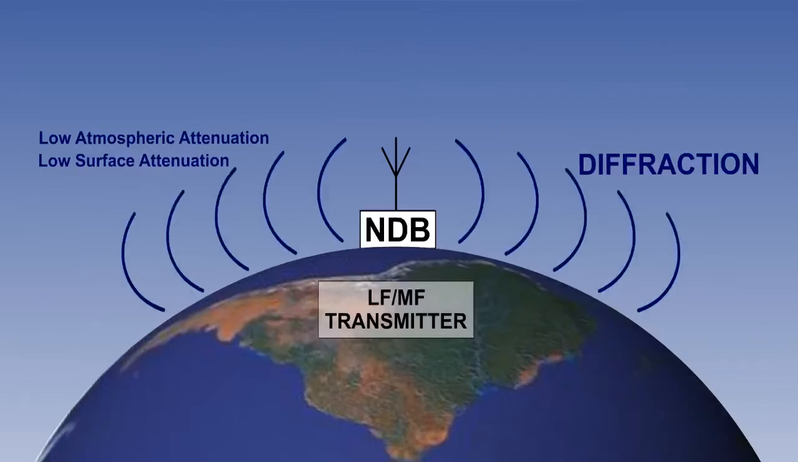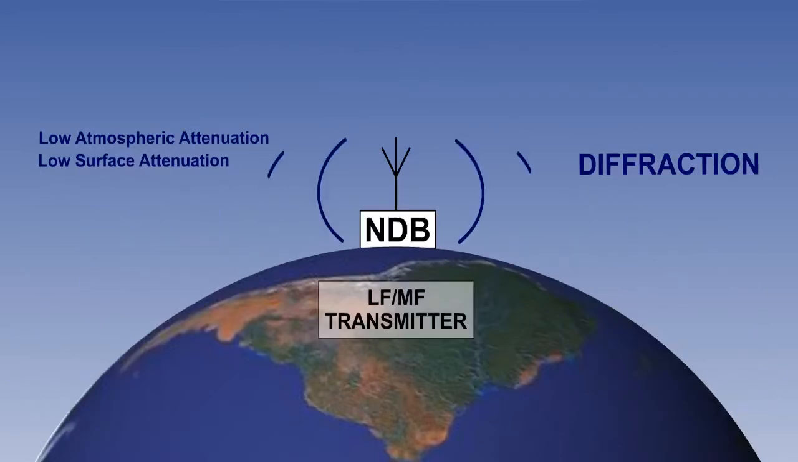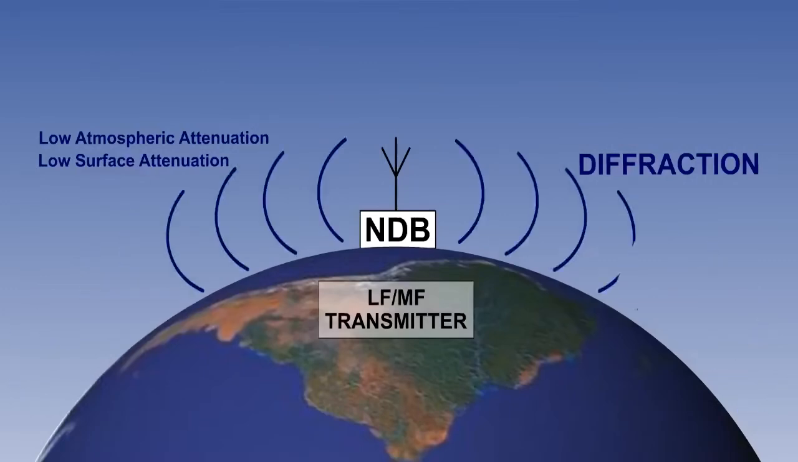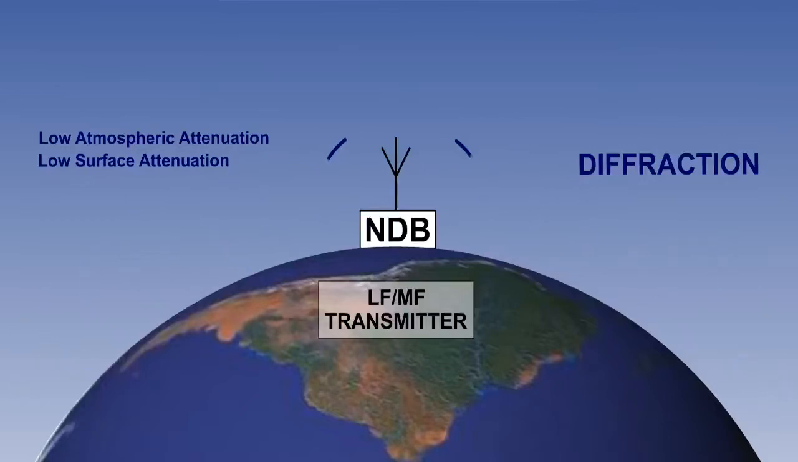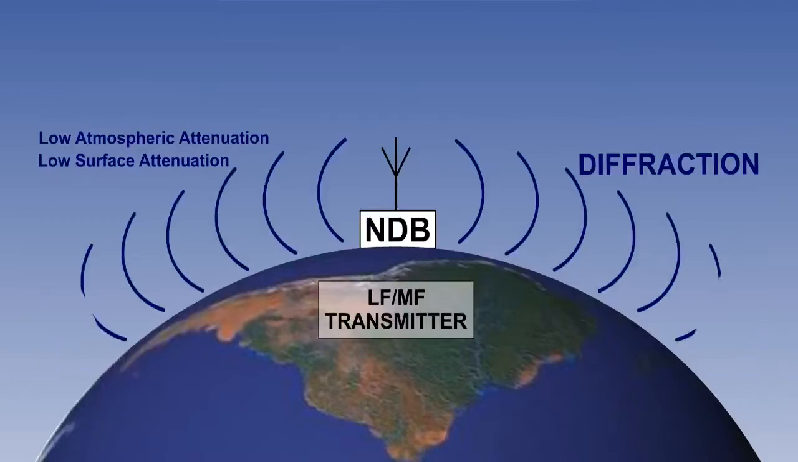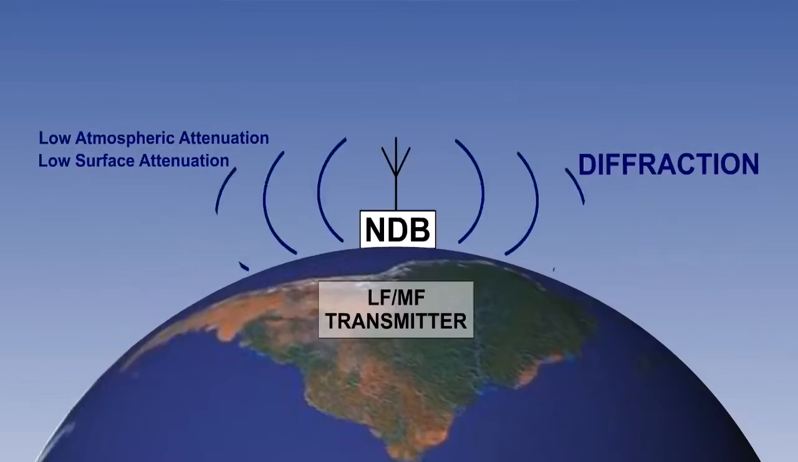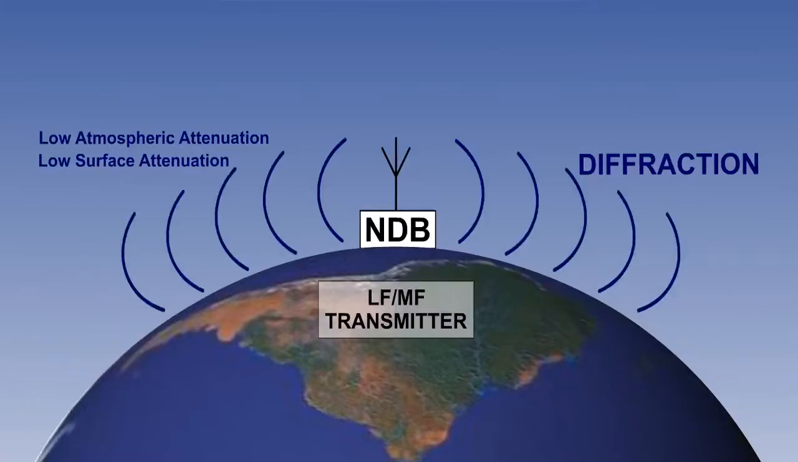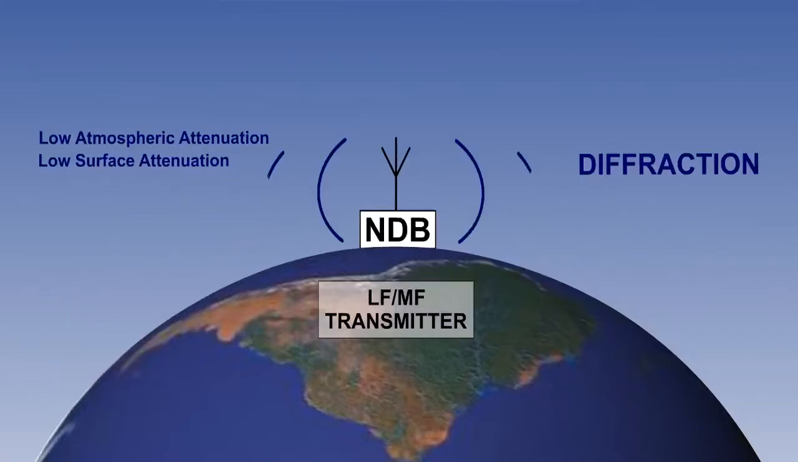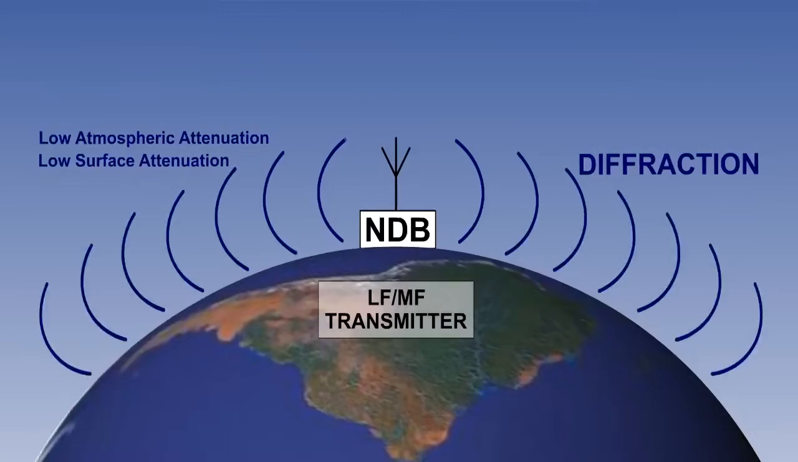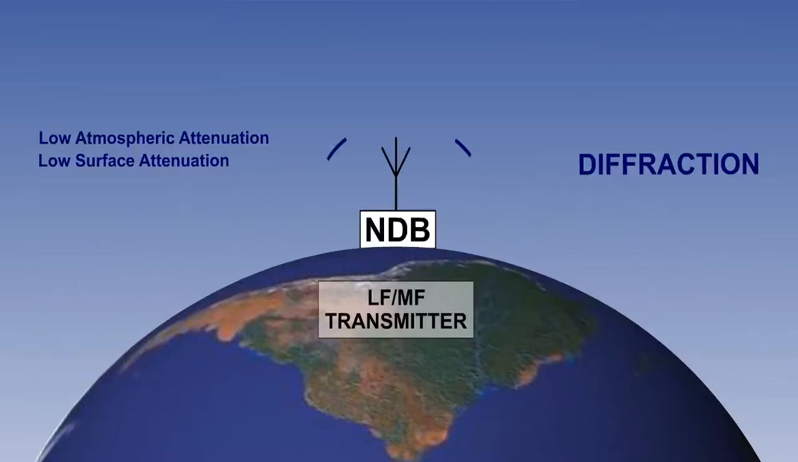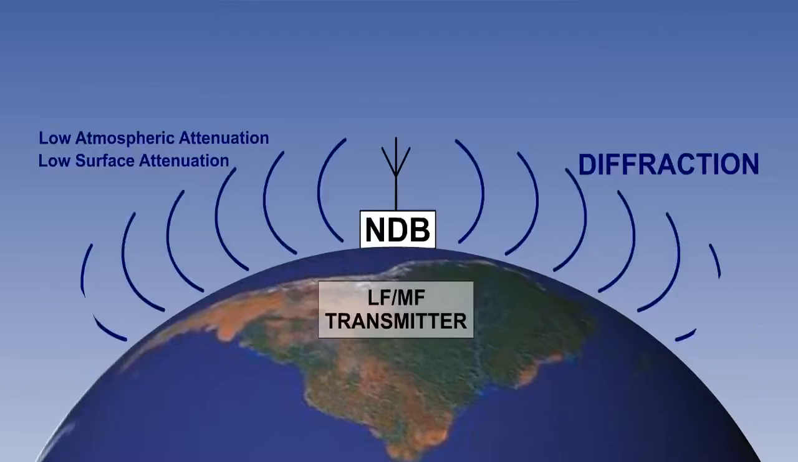Let's start with surface waves. These exist at frequencies from about 20 kHz to about 50 MHz, which is from the upper end of very low frequency through long wave, medium wave and high frequency to the lower end of very high frequency. They travel across the Earth by the process of diffraction.